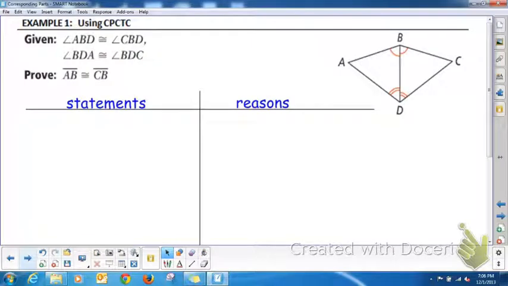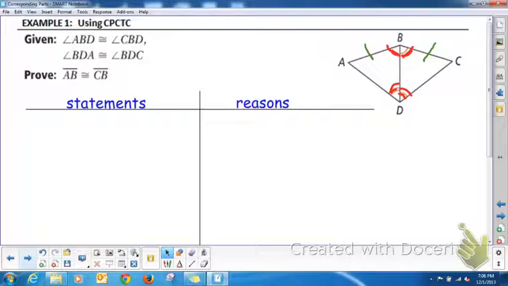So let's use corresponding parts of congruent triangles are congruent. We are given that angle ABD is congruent to angle CBD. That's this angle to this angle. We're also given that angle BDA is congruent to angle BDC. Can we prove that these two triangles are congruent and therefore prove that their corresponding parts are congruent? We want to prove this.